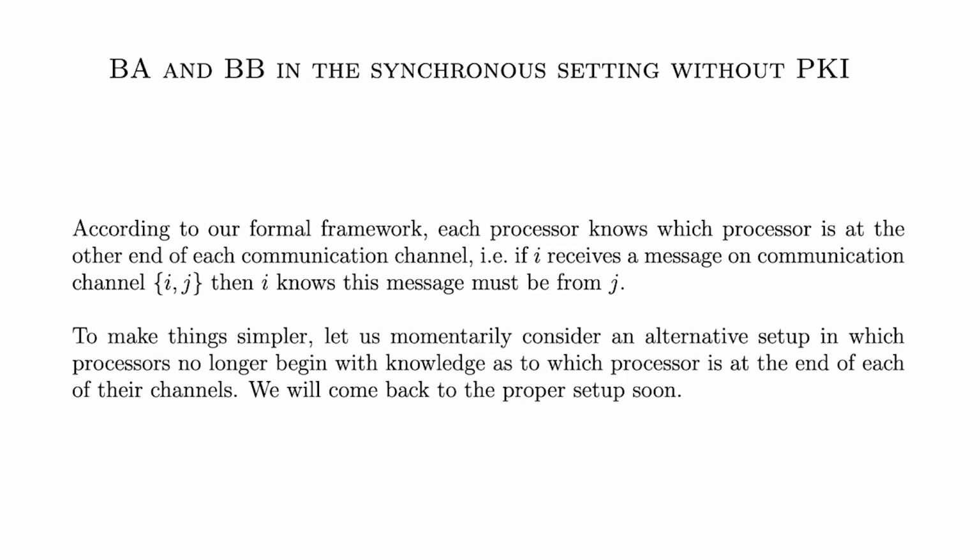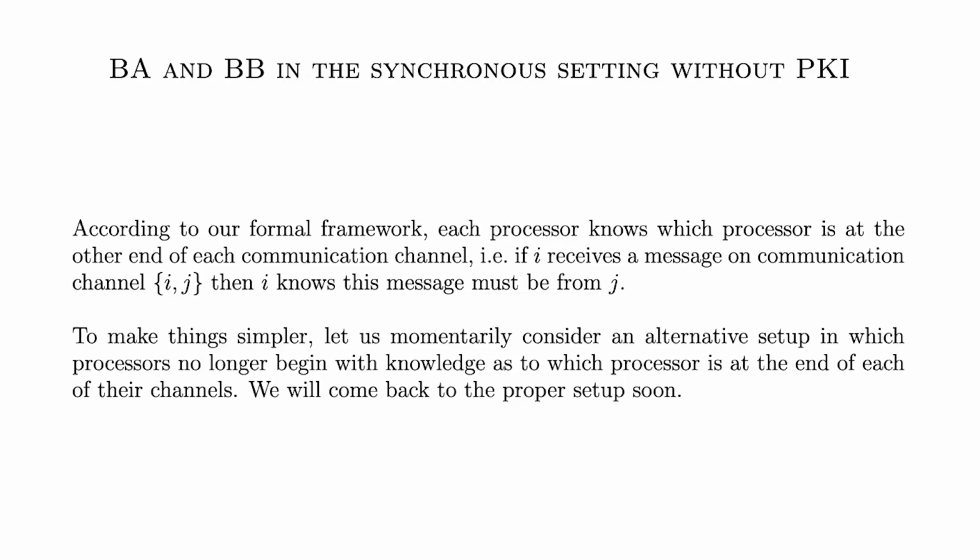Just briefly, though, to make things a little bit simpler, let's consider an alternative setup in which processors no longer begin with knowledge as to which processor is at the end of each of their channels. So we still have one channel for each of the processors, but now at the beginning, I don't know who is at the end of each. So in a 5-processor execution, if I'm one of the processors and I've got 4 different channels, only one processor can write something to me along each of them, but I just don't know who's at the end of each of those channels at the beginning.